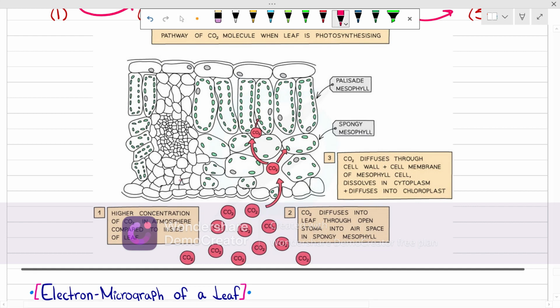So this is carbon dioxide, a high concentration of carbon dioxide. Diffusion causes carbon dioxide to go from high to low concentration inside the plant, from the atmosphere into the stomata through the guard cells, then into the air spaces, then the spongy mesophyll, then the palisade mesophylls, into the chloroplast and chlorophyll to photosynthesize.